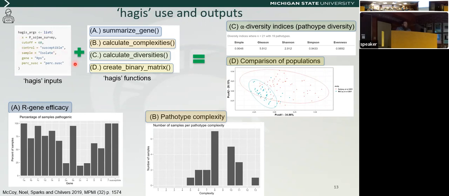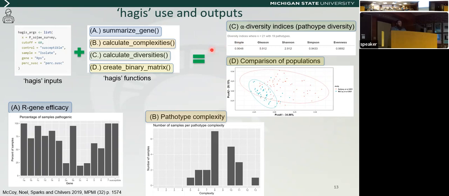So using Haggis, we only have 4 functions, and they produce all of the outputs from the Haggis Excel sheet. The summarized gene will give you an R gene efficacy. So what's the number or percent of isolates that can cause disease on each resistance gene? The calculate complexities, this is looking at our pathotype complexity. What's the total number or what's the distribution of pathotype complexity within our sample population? And calculate diversity is looking at alpha diversity indices. So within sample pathotype diversity or within sample diversity.